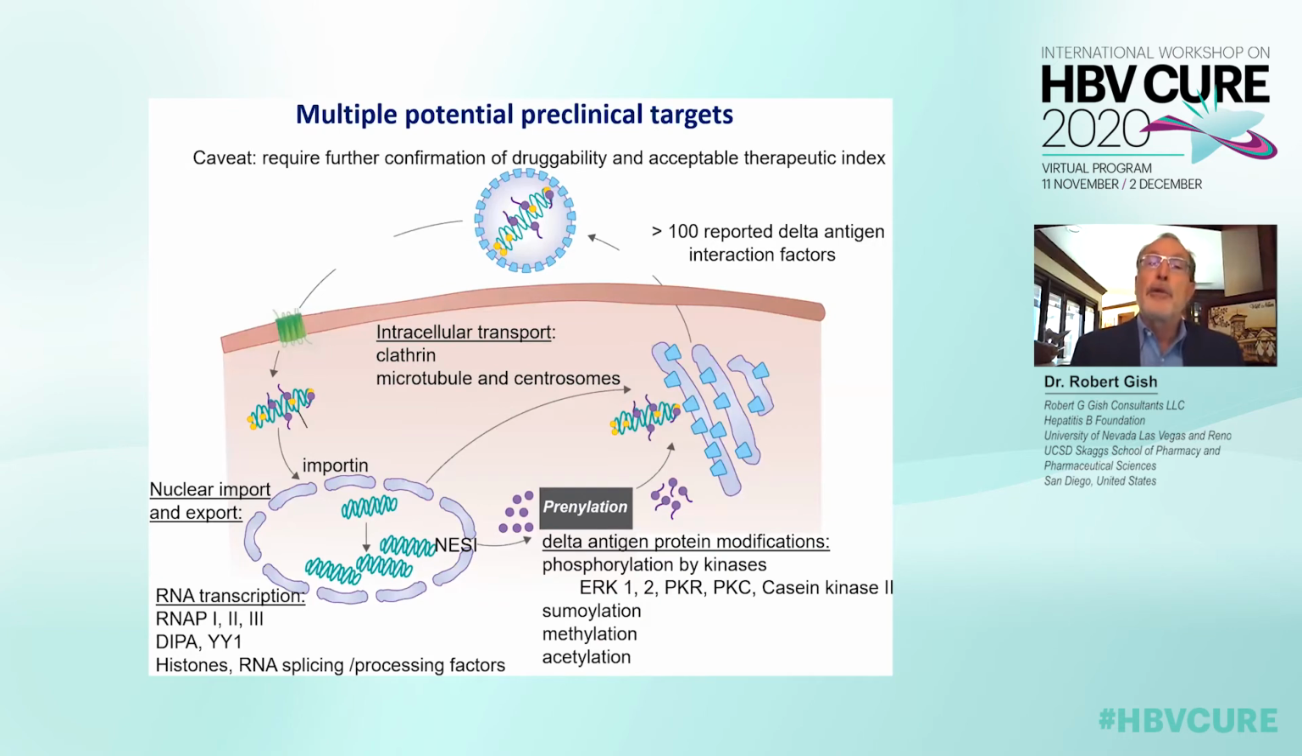There are multiple potential preclinical targets for delta hepatitis. We'll talk about the clinical ones in just a moment, but look at this wonderful diagram. Importin is used for nuclear import and export. RNA transcription takes place with a number of different host enzymes. Prenylation, a host enzyme system for packaging, also is present, as well as a number of other enzymatic steps. Packaging and export also takes place, and the delta antigen has over 100 interaction factors. Intracellular transport has also been identified.